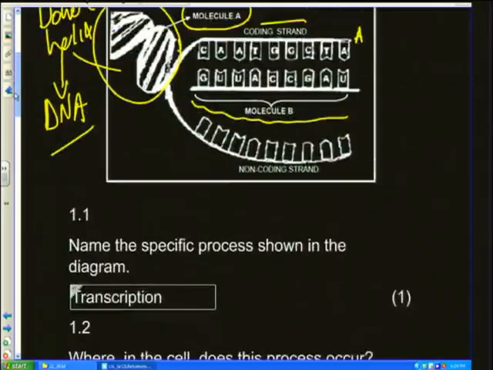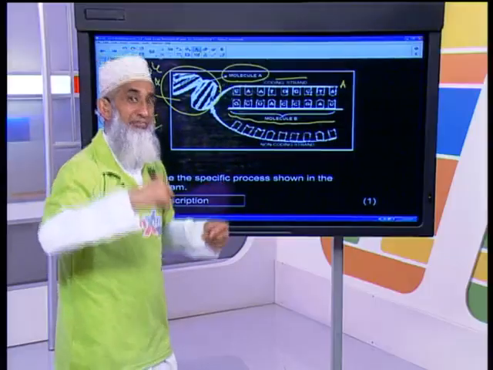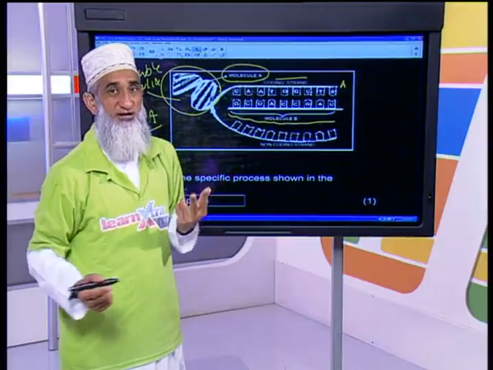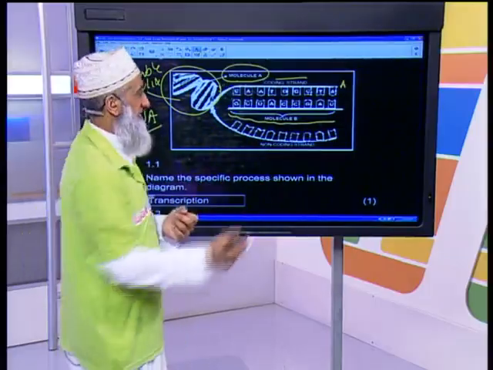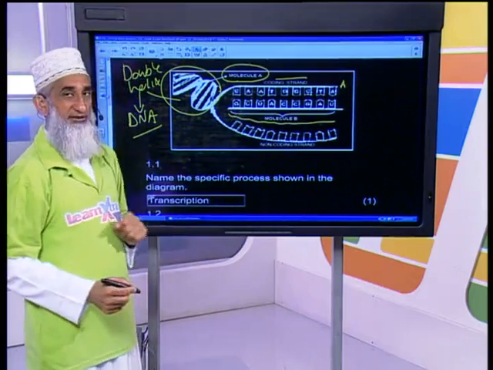So let's go back. We've already identified molecule A as DNA. Obviously, the other one, without even looking at the nitrogenous base, we should know is the other nucleic acid. There are only two that you studied, DNA and RNA. So this one is RNA, and there's something in this diagram that already tells you that it's RNA.